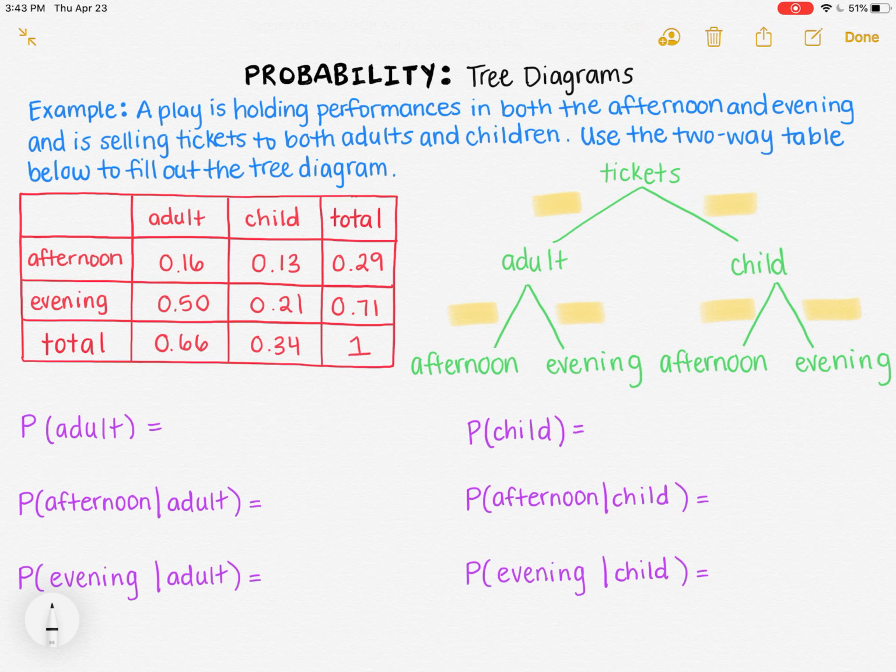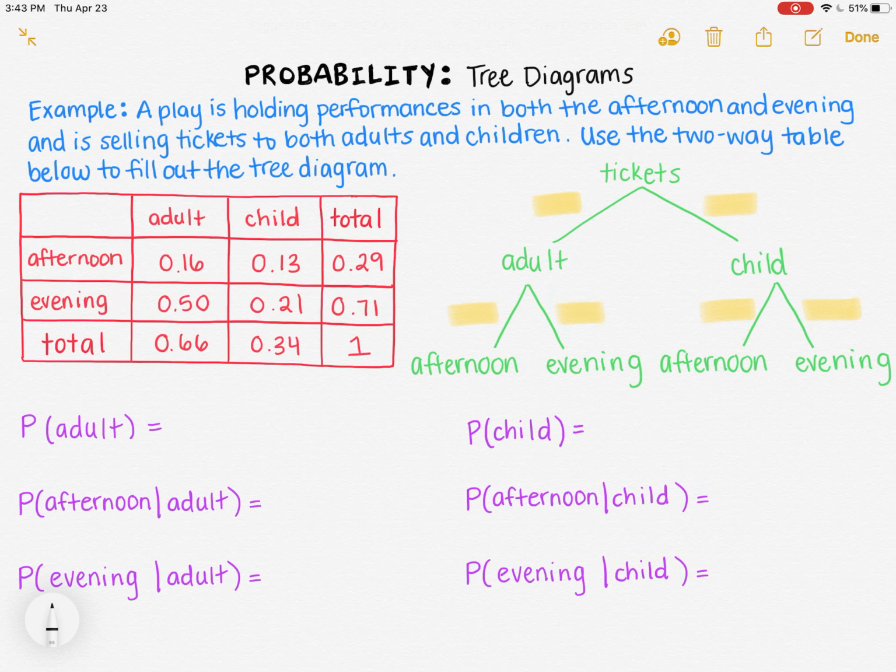In this video, I'm going to show you how to display probability information in a tree diagram. In this example, a play is holding performances in both the afternoon and evening and is selling tickets to both adults and children. We've been given a completed two-way table, which we need to use to fill out the tree diagram. The tree diagram has already been drawn for us on the right side.